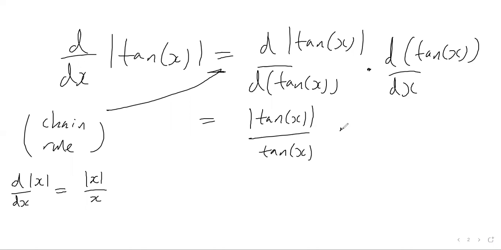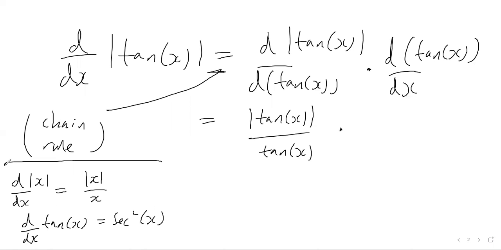And then when we differentiate this tan function with respect to x, again, we did this in a previous video. Differentiating tan gives us sec squared of x. So we've got these results here, and we can just apply those results to our formula up here. So we get sec squared of x there, and that's our result. When we differentiate the modulus of tan x, we get modulus of tan x over tan x multiplied by sec squared x. I guess we could simplify this a little bit.